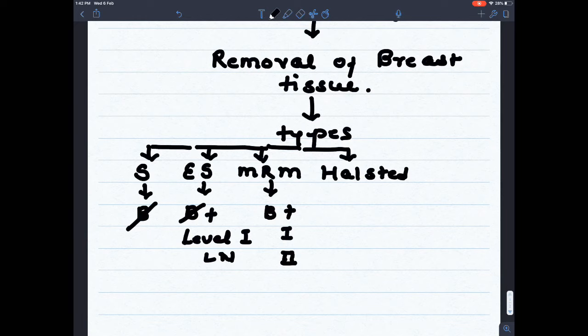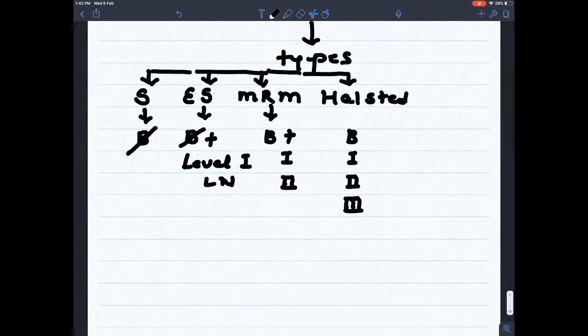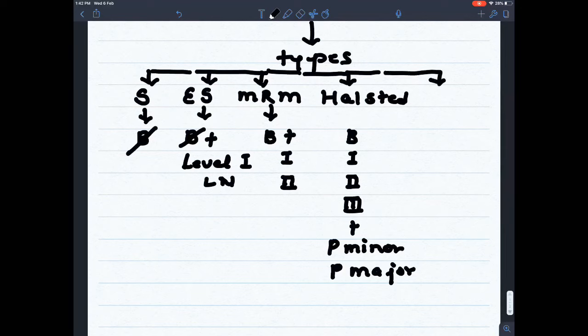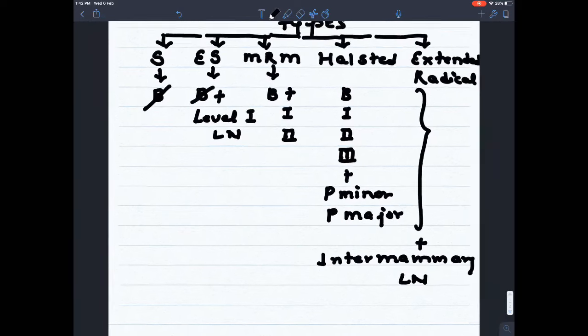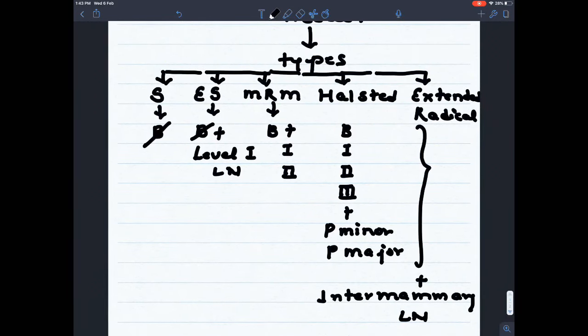Halsted is again one step ahead, where we will remove breast, level 1, level 2, level 3 lymph node plus two important muscles, pectoralis major and pectoralis minor. We are going to excise both of them. Then fourth entity is extended radical mastectomy. In extended radical mastectomy, we are going to remove all of these plus one thoracic lymph node group, which is internal mammary lymph node. So these are 5 types of mastectomy.